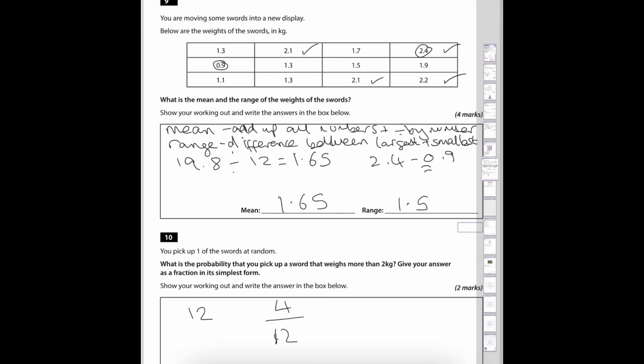Now it does say give it in its simplest form as a fraction. So what we need to do is make sure we get this into its simplest form. So you could divide by 2 and then you could then divide by 2 again. So that's going to be 1 over 3. Whichever way, how confident you are with fractions. It's just making that the smallest number you can possibly make it. So your answer is 1 over 3.